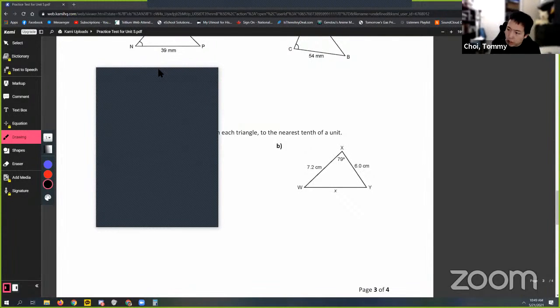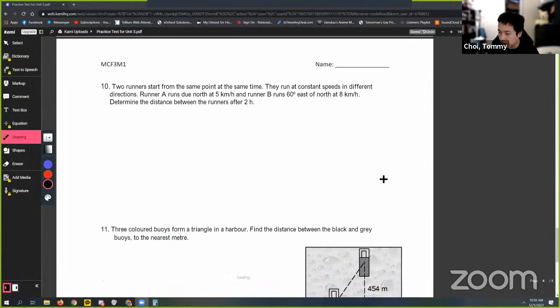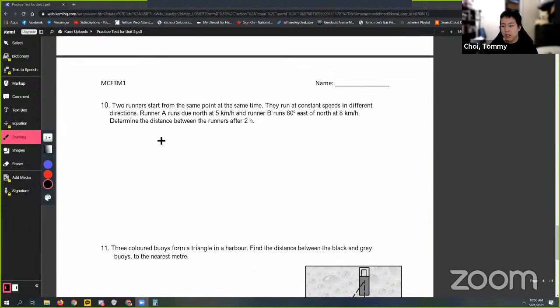SOHCAHTOA is not able to be used. Most people, the majority, chose cosine law, which is correct. We do not have an angle side pair. Each side doesn't have its angle, or the angle doesn't have its side. So sine law doesn't work here. The only option here would be cosine law. Okay? Very good. So that pushes us on towards the last question, number 10.